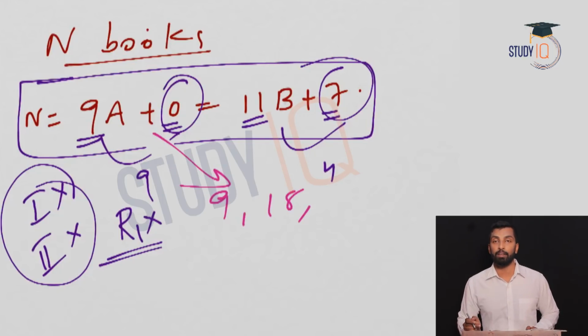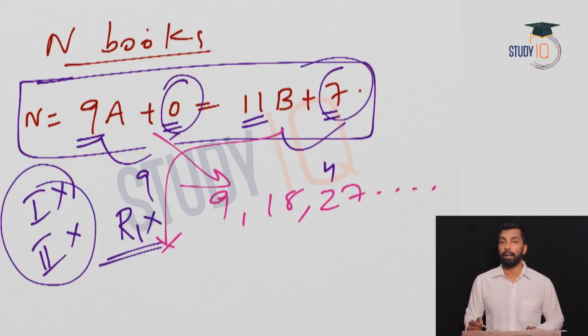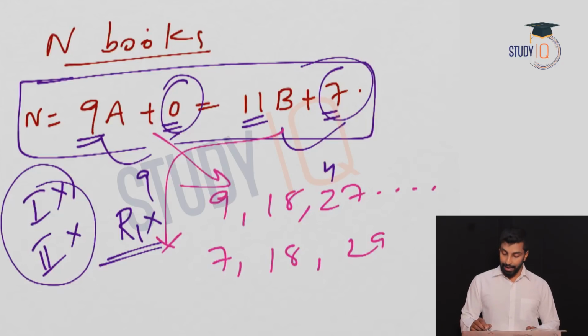Because all these are multiples of 9, that's why the remainder is 0. Then 27, etc., it will go. Second, if you expand this, the first number is 7. 7 when divided by 11 leaves a remainder 7 itself. So 7. Then it will increase in steps of 11. So that becomes 18, then 29, etc.